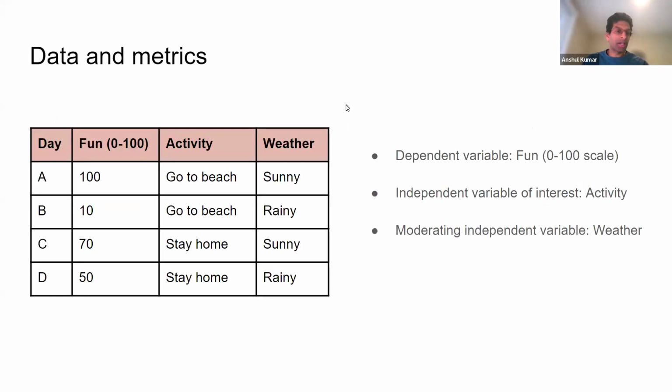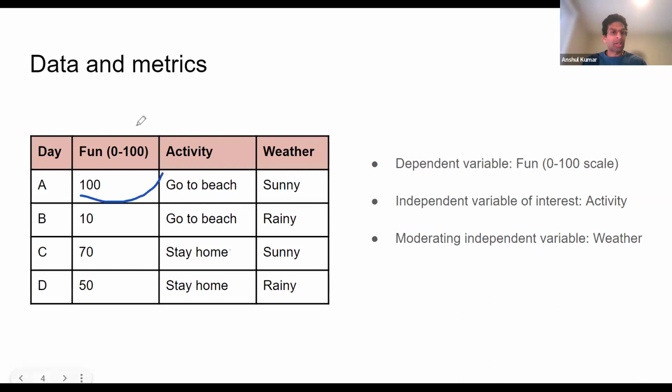And what we did is we collected some data about this. You can see there were 4 days on which we collected data. On some days, we either went to the beach or not, and the weather was either sunny or rainy. So the weather is another variable we're adding into our data as a consideration here. And then, of course, our outcome of interest is the dependent variable, which is level of fun. That is what you see here in this column, and that's measured on a scale from 0 to 100.